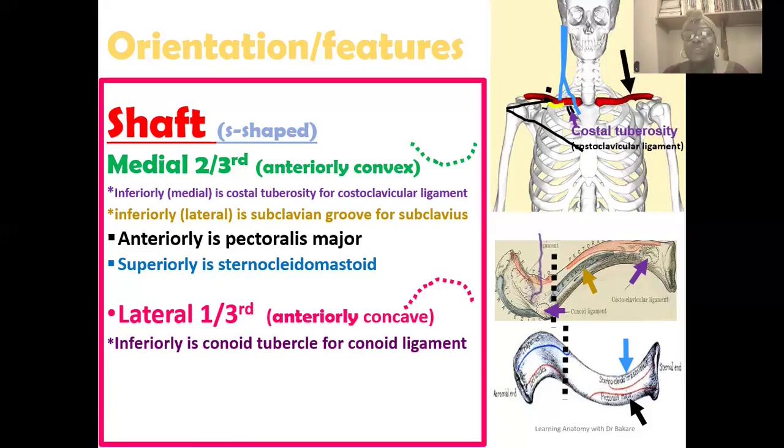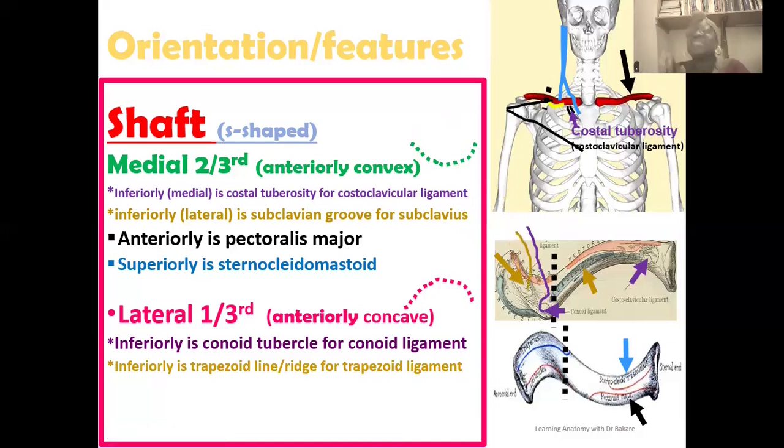And this is the conoid ligament here, highlighted at this point. If you go more laterally from the conoid tubercle, we have the trapezoid line or the trapezoid ridge, and this is what is arrowed at this other region. So you see that laterally to the conoid tubercle, we have a trapezoid line or ridge around this space, and this space creates the attachment site for the trapezoid ligament.